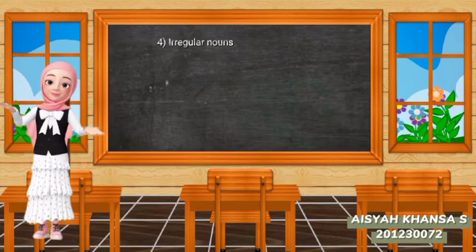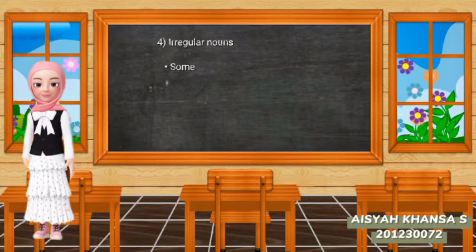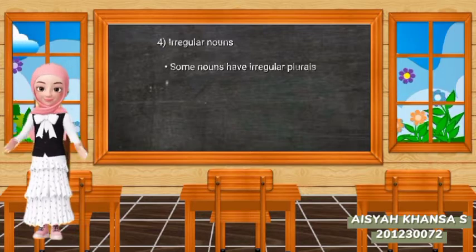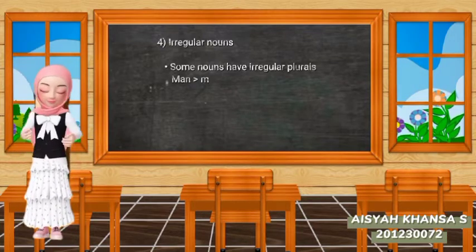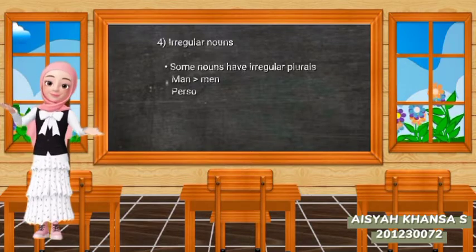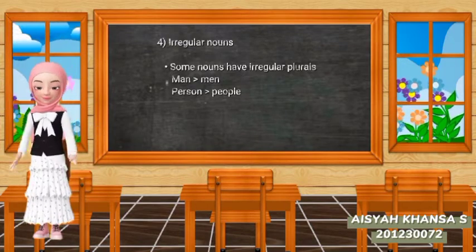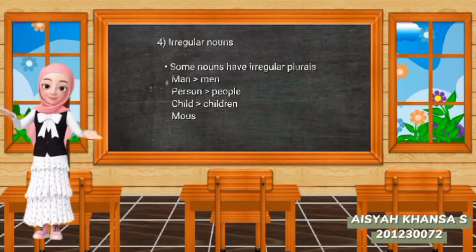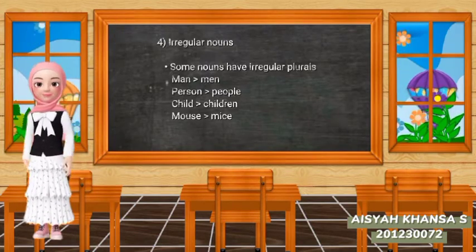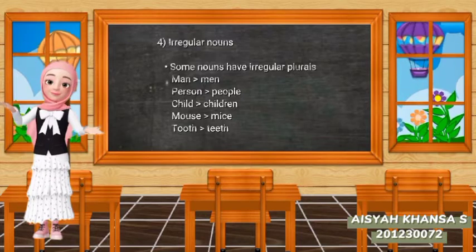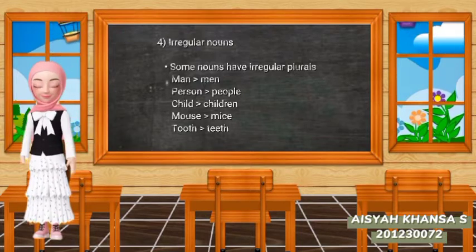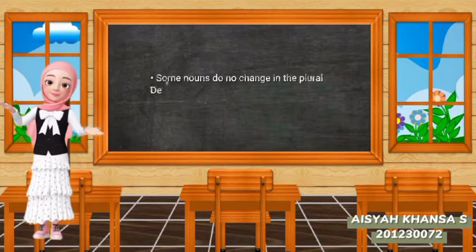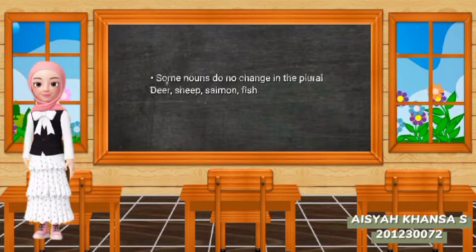Some nouns have irregular plurals. For example, man becomes men. Person becomes people. Person is one person, people is many people. Child becomes children. Mouse becomes mice. Tooth becomes teeth. Some nouns do not change in the plural. For example, deer, sheep, salmon, fish.